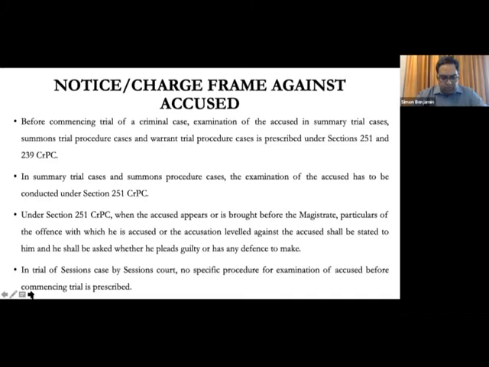We'll now come to one of the most important aspects for today's lecture, which I want to cover, that is framing of notice or charge. Why is it called framing of notice? Because that's the nomenclature used for the summons trial. So when we have a summons trial, there is a framing of this notice, and when we see the same process for the warrants trial or the sessions trial, the nomenclature used is charge, framing of charge.